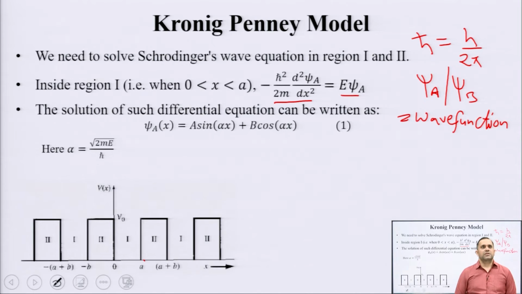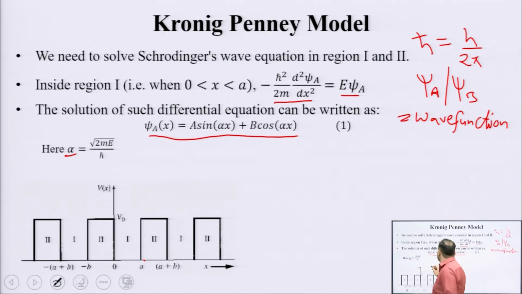The solution of this kind of standard differential equation is given by this form. When you solve, you get a solution for the psi wave function given by A, which is a constant, sin alpha x plus B, another constant, cos alpha x, where alpha is equal to square root of 2mE by h bar. Again, E is energy, m is mass of electron, h bar is reduced Planck's constant.